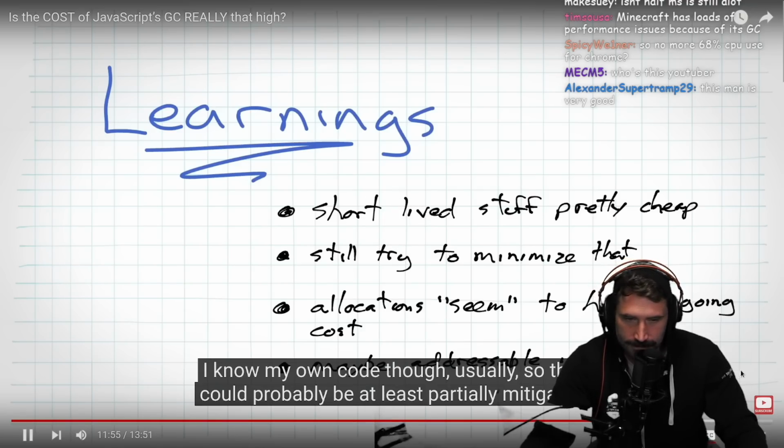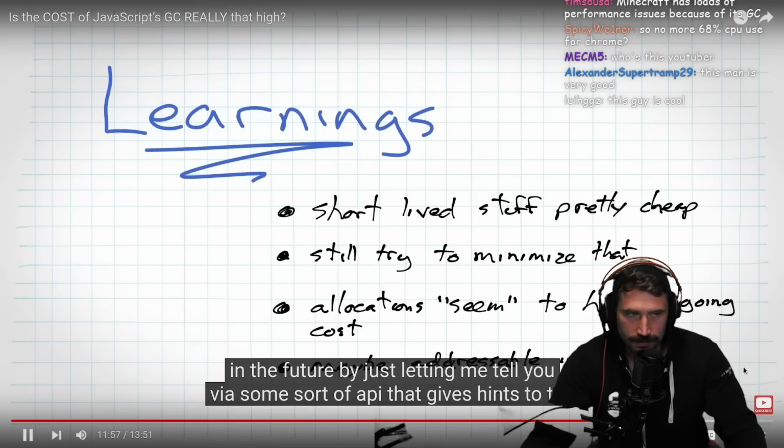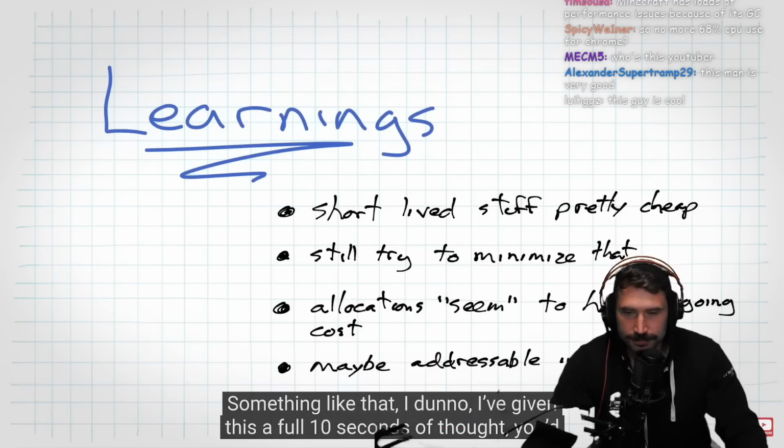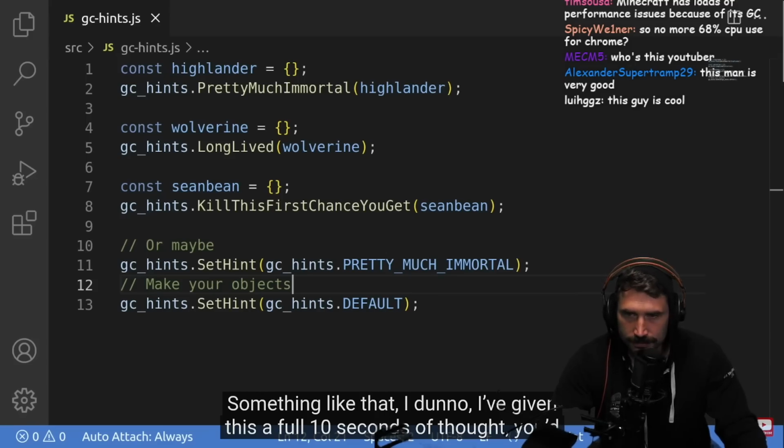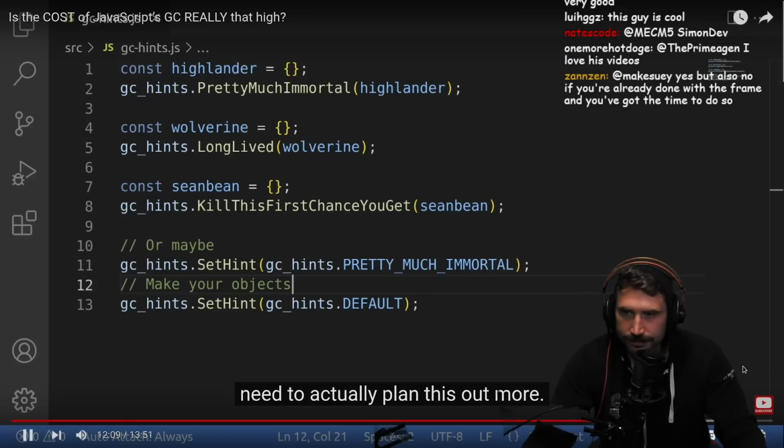So this could probably be at least partially mitigated in the future by just letting me tell you via some sort of API that gives hints to the garbage collector. Something like that. I don't know. I've given this a full 10 seconds of thought. You'd need to actually plan this out more.